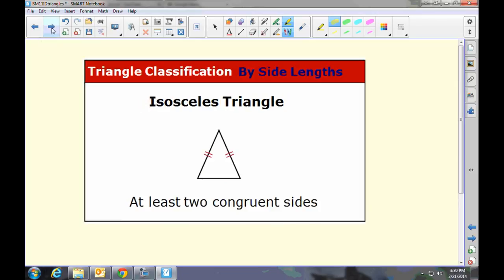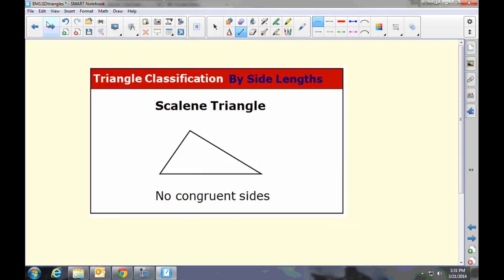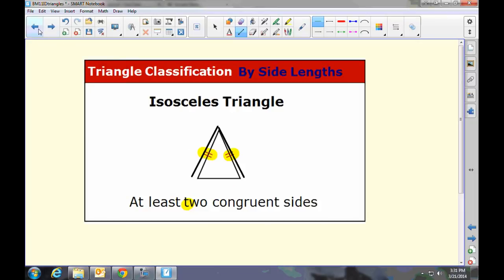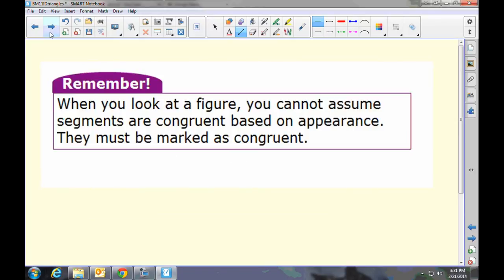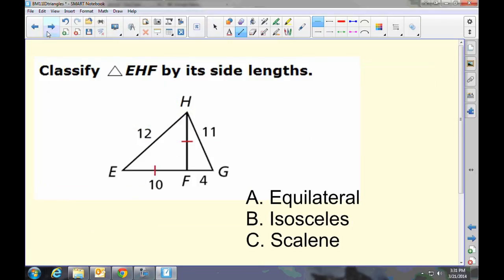Okay, the next type by side length is isosceles. Isosceles means it has at least 2 congruent sides. And we see that these markings here tell us that this side and this side have to be congruent. Okay, and the last one is no sides congruent, and that's a scalene triangle. All 3 sides are different. So scalene, isosceles, and equilateral. Okay, and let's look at a couple practice problems on that.